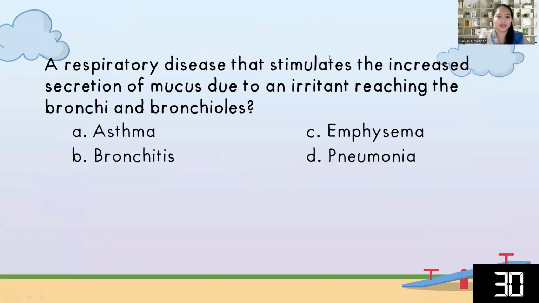Alright, question number 1. A respiratory disease that stimulates the increased secretion of mucus due to an irritant reaching the bronchi and bronchioles. Is it A, asthma, B, bronchitis, C, emphysema, or D, pneumonia? Please key in your answer on the comment section.